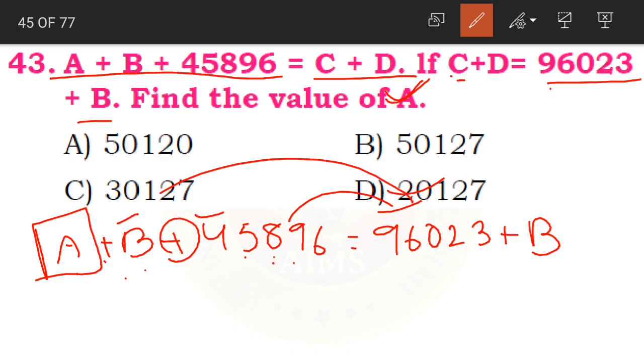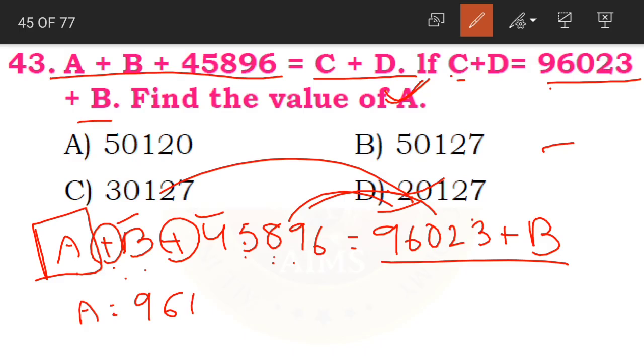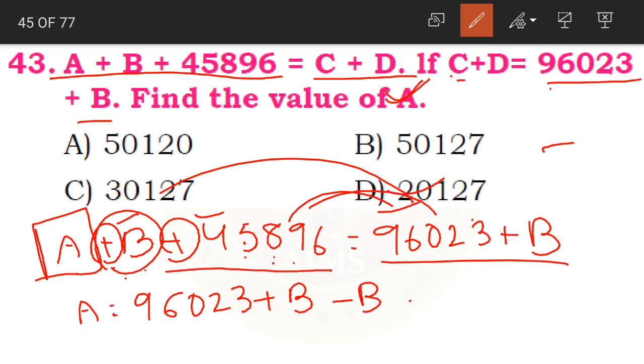We are having addition here. What is the opposite of addition? Subtraction. Yes. So when these two terms go to that side, first let us write them as they are: 96,023 plus B. Now we are having plus B here. It becomes minus B. Here we are having plus 45,896. It becomes minus 45,896. Clear children? Now we need to find out only the value of A.